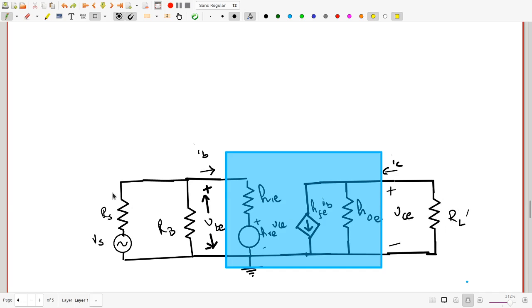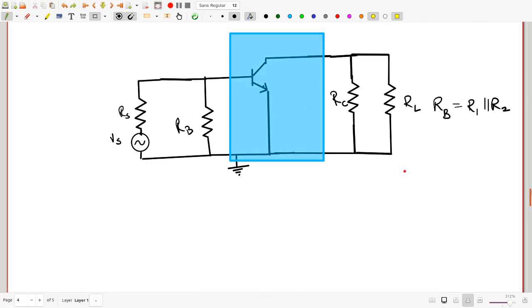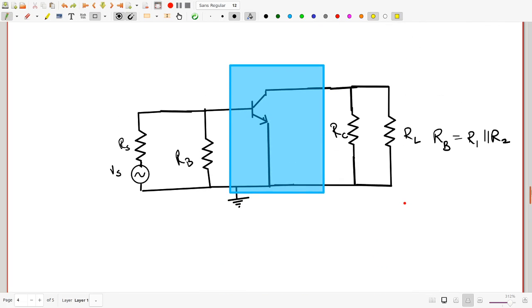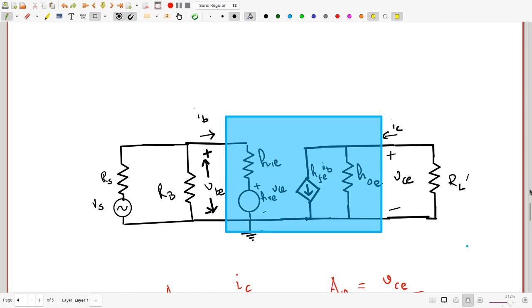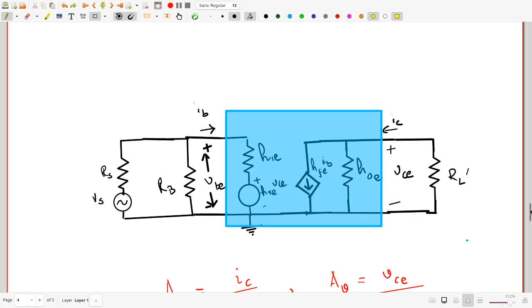So we have RS and RB on this side as before. We have RL prime on this side, which is actually the RC RL parallel combination up here, and the blue region, which is the transistor, has been replaced by its H parameter equivalent circuit. Now we will go on and analyze this circuit.